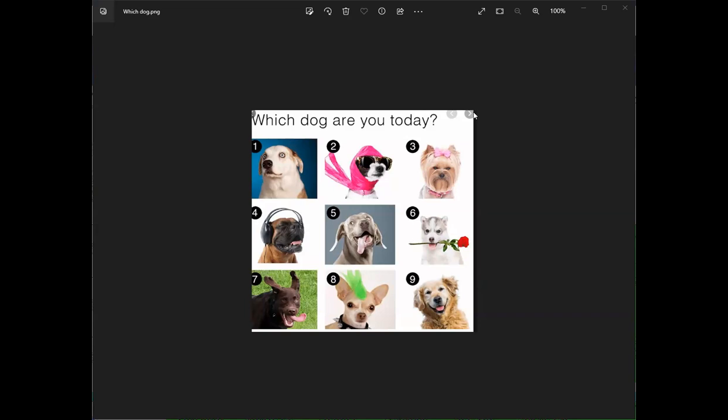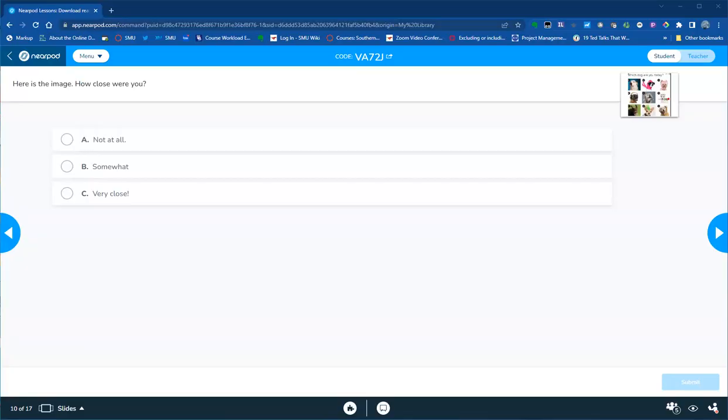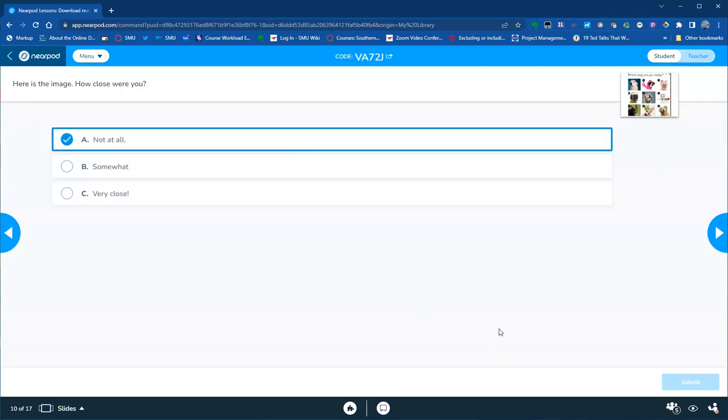So if this is what we meant by, let me know your choice, we're going to go back to the lesson here. And so how close were we? I was not at all close on mine. When they said, make your choice, I had no idea that it was talking about a dog that was conveying a mood or a state of mind or anything like that. So this is just kind of a hint as to how and why.